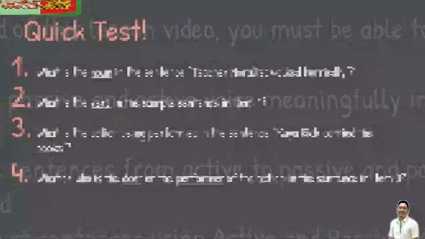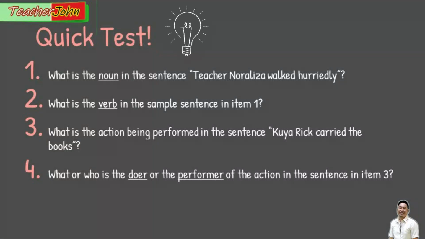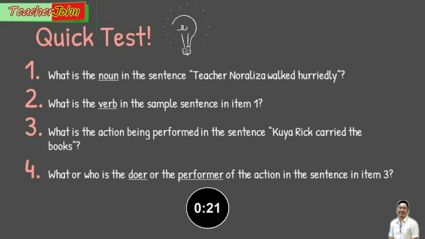Let's have a quick test, shall we? Item number 1. What is the noun in the sentence, Teacher Noraliza walked hurriedly? Item number 2. What is the verb in the sample sentence in item 1? Item number 3. What is the action being performed in the sentence, Kuya Rick carried the books? Item number 4. What or who is the doer or the performer of the action in the sentence in item number 3?